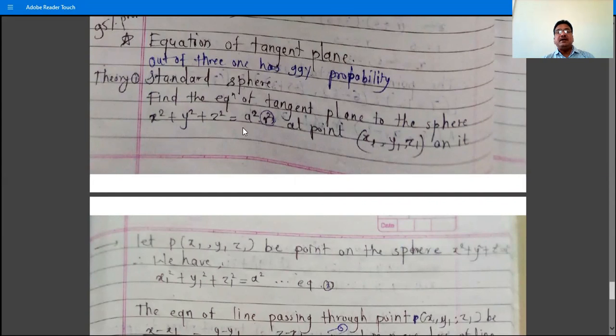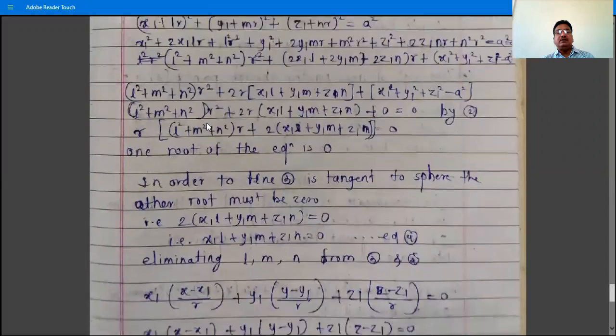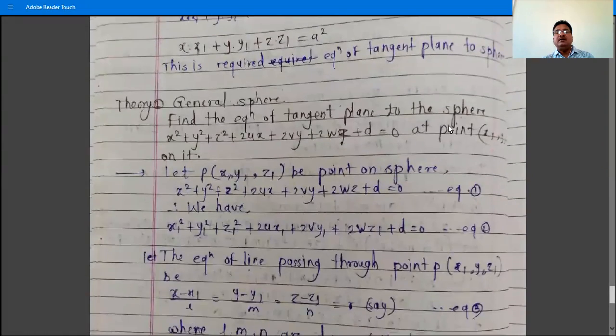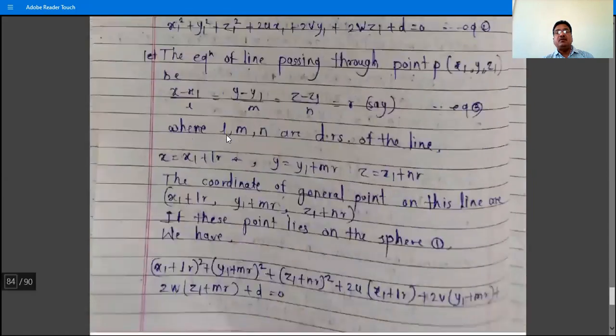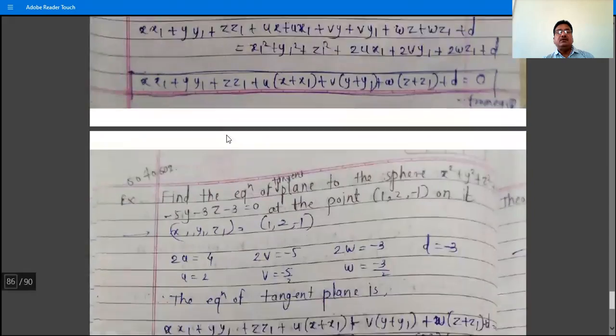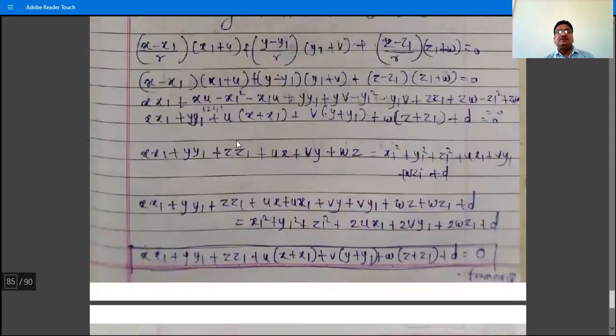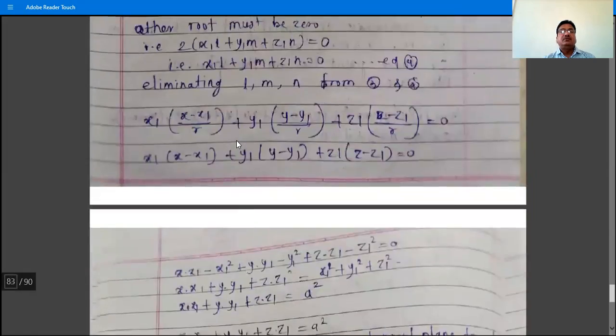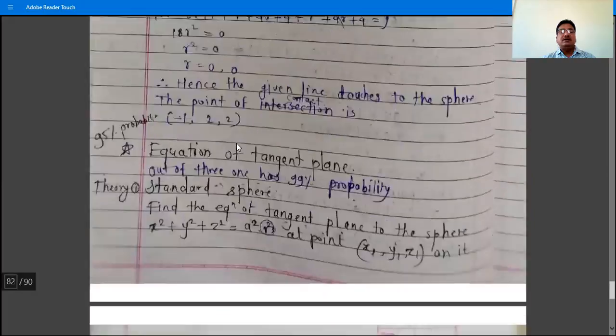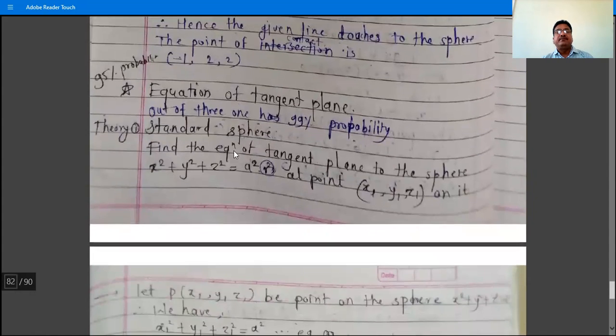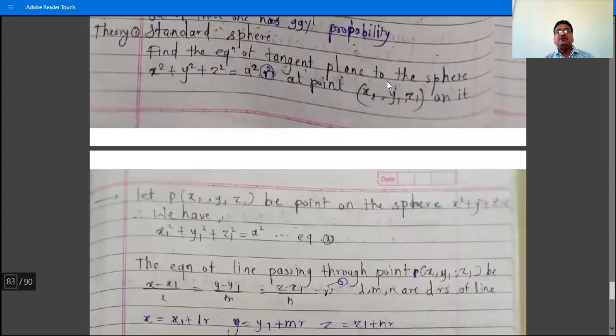And the equation of the sphere is in the standard form. The second theory is where the equation of the sphere is in the general form. And the third one is the condition of tangency. So these three theories are important as far as the exam is concerned. The question is: find the equation of the tangent plane to the sphere. The previous topic was the equation of the tangent line to the sphere. This is the tangent plane to the sphere.